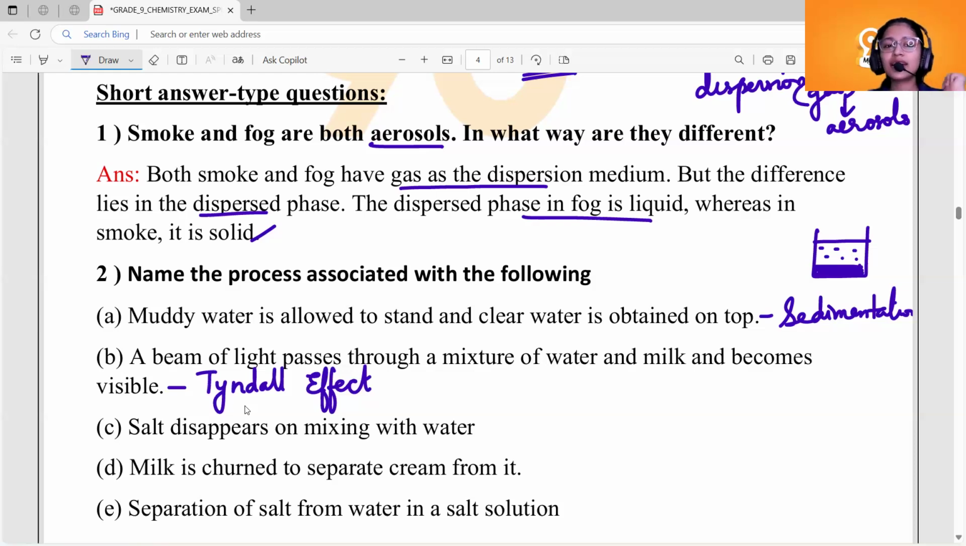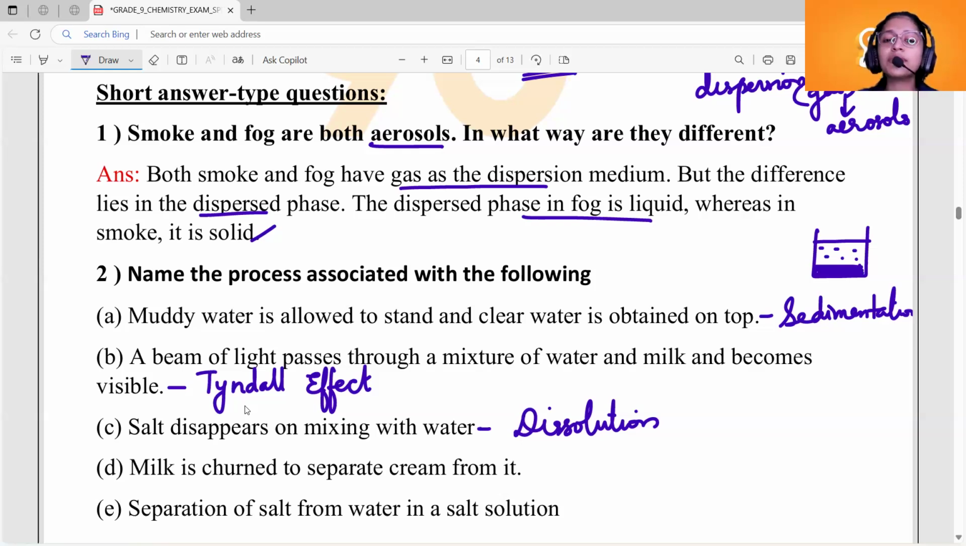Okay? Third question, very easy, something which you've studied in your lower classes, say 6th or 7th. Salt disappears on mixing with water. What is this process called as? You take salt, add it to water, and you stir it. This process is called as dissolution. You are dissolving a solute in a solvent.